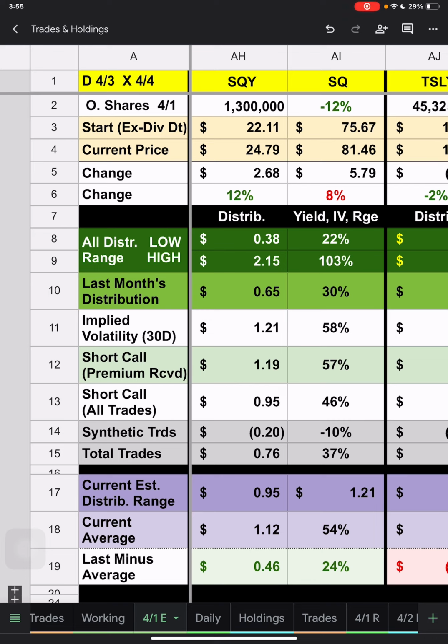SQY, those shares are down. Outstanding shares is down 12%. I'm sure people selling out for a profit. And, because Block's been going down, it looks like SQY has outperformed. And the short call premium, $1.19, with a range between 95 cents and $1.21.